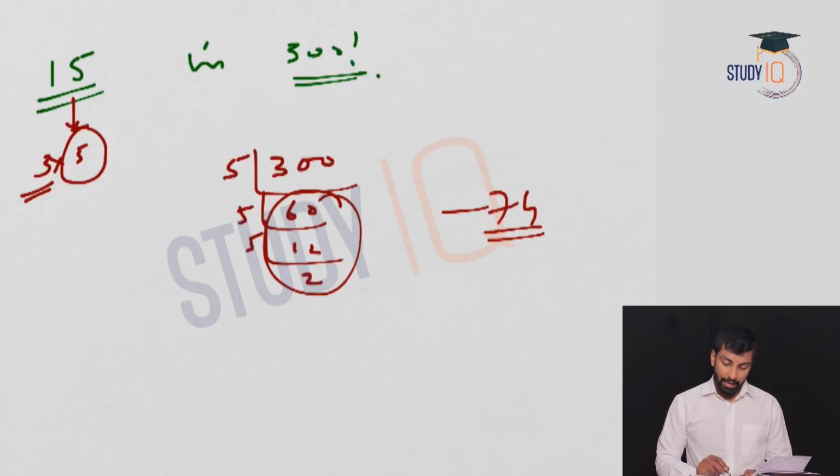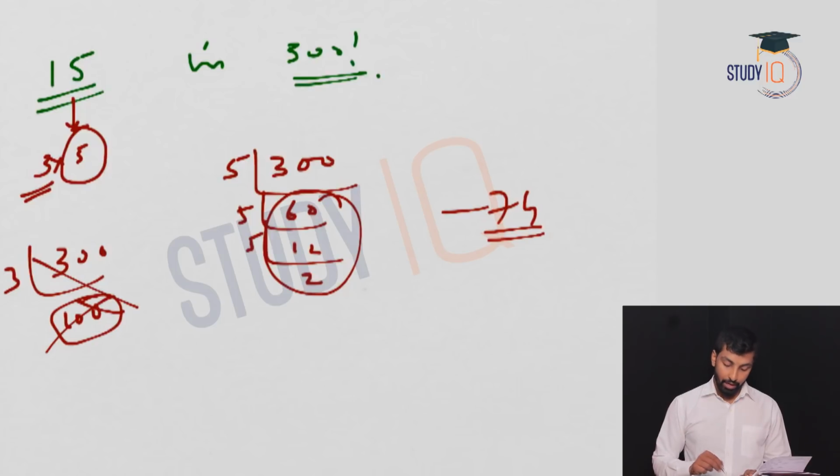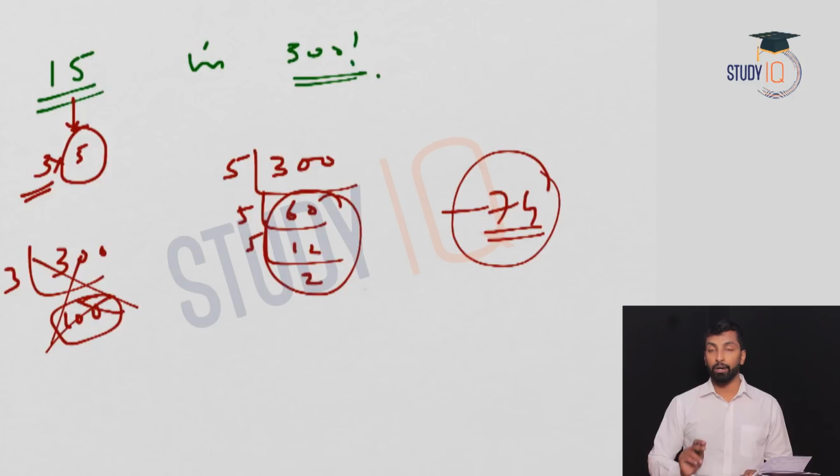Why are you not dividing with 3? The moment you divide 300 with 3, first you get 100. That itself is greater than 74, so that's not required. So 74 is the number of 15, because to get 15 you need 3 and 5. So 5s will be lesser than 3s, so you just need to know number of 5s.